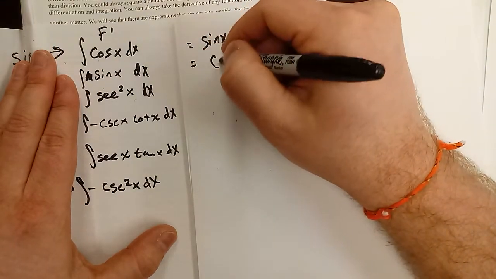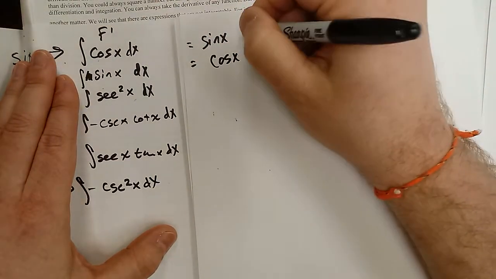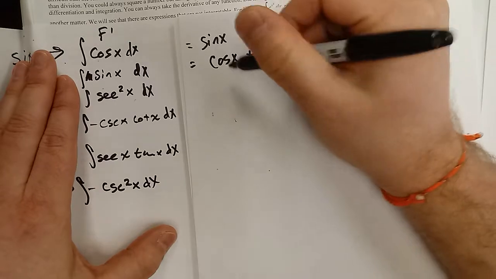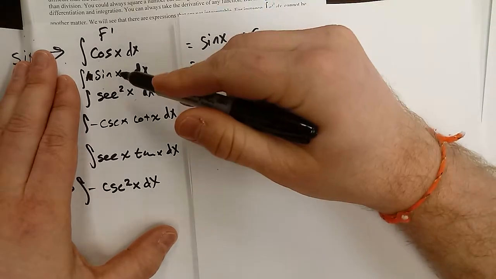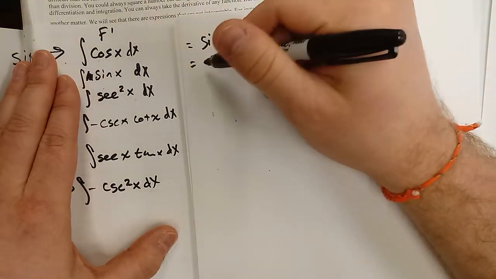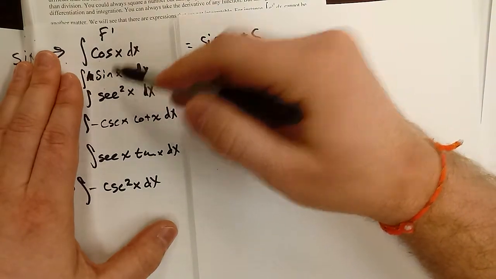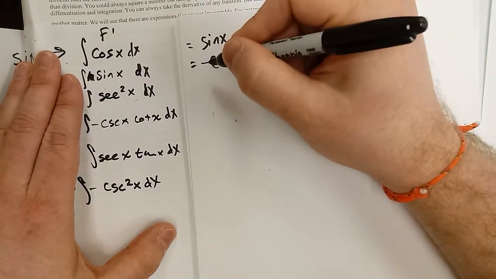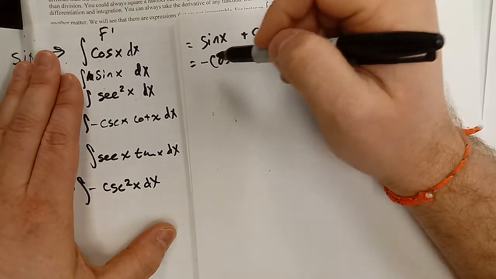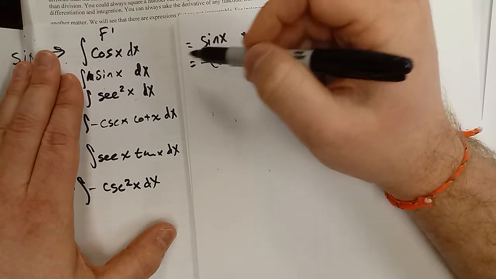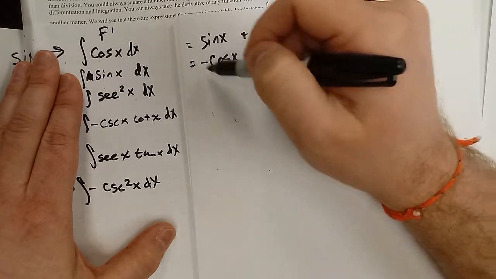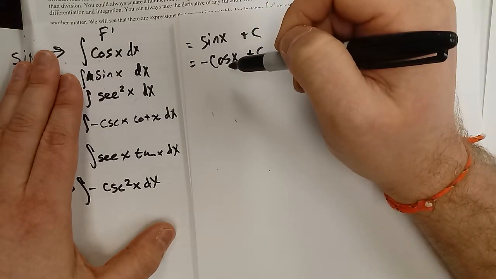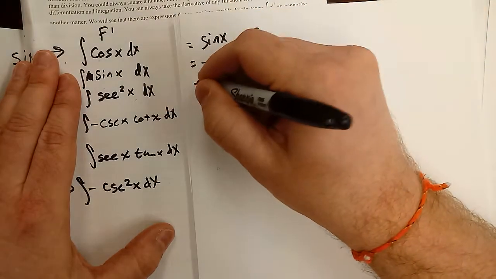Oh, wait a minute though. I forgot the plus c's. What's the derivative of cosine? It's negative sine. So that means that the integral of regular old sine would actually be negative cosine. Because if that negative wasn't there, then when we take the derivative of this, we would get a negative sine. Now when we take this derivative, we get negative sine, which is just positive sine.